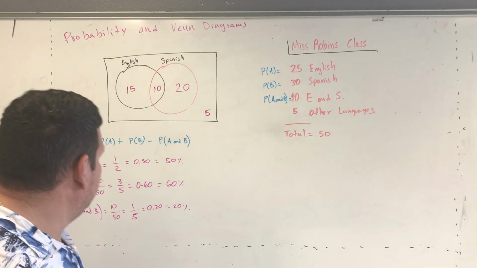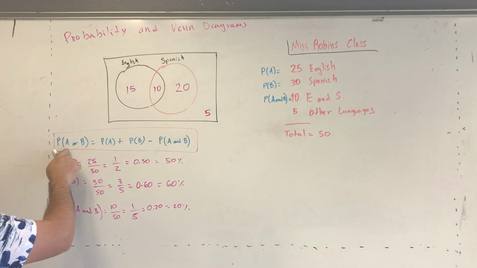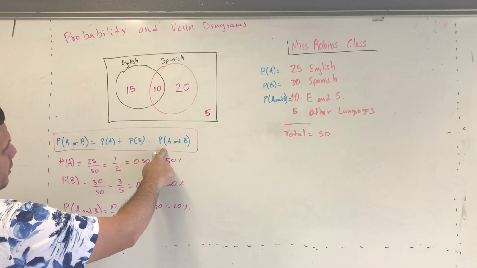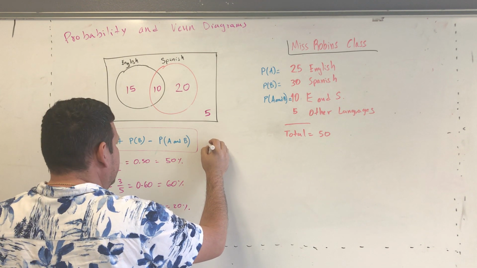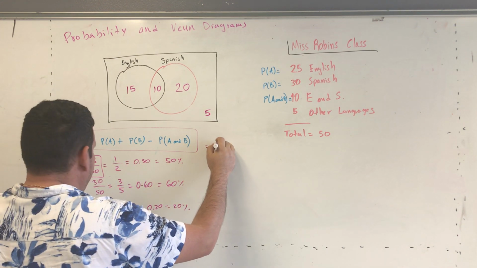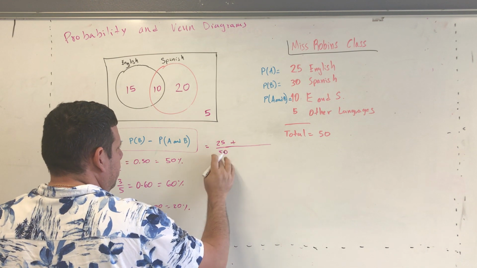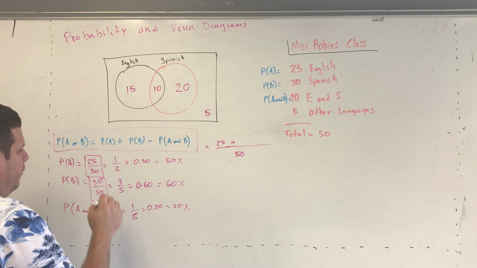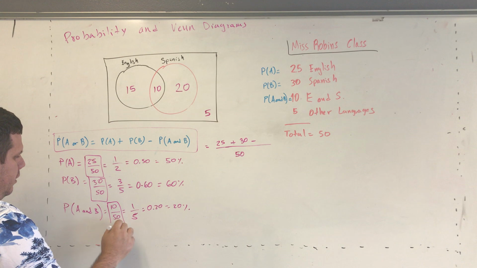And another way that we can do it is using this formula right here. The probability for A or B equals the probability for A plus the probability of B minus the probability of A and B. Okay, what does it mean? Okay, let's check. So we have the probability for A, which is this, is 25 divided by 50, plus 30 divided by 50, minus 10 divided by 50.